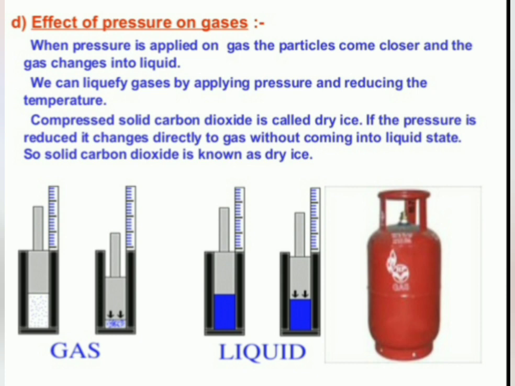from one country to another country, meat or flesh or fishes can be transported in a box filled with dry ice. It does not melt easily, so it takes more time to change into the liquid state. Okay, so this is the effect of pressure on gases. Is it clear? Okay, fine.